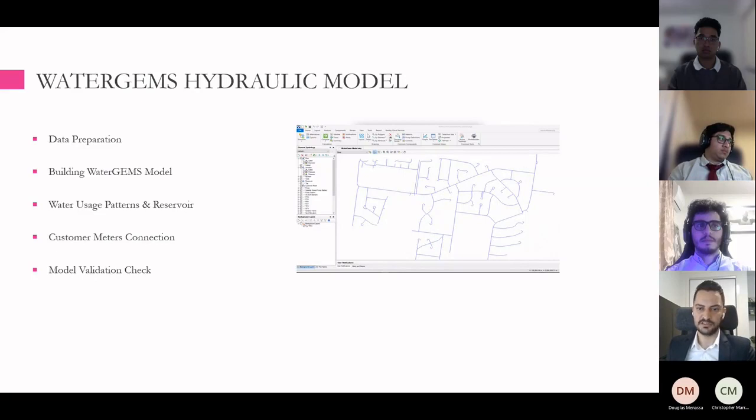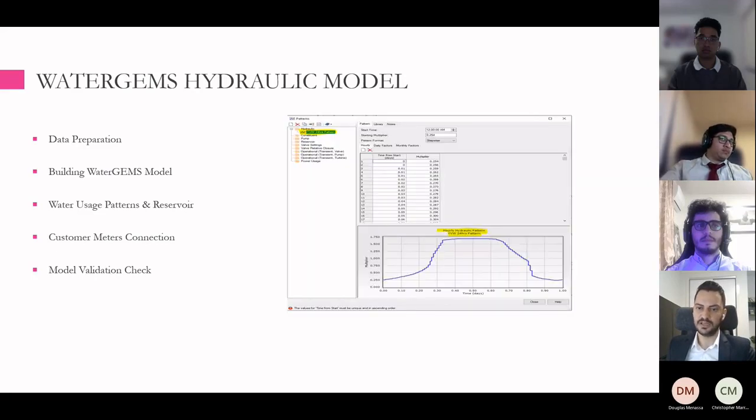Water usage patterns and reservoirs. Adding water usage patterns is an essential step to build the hydraulic model. The importance of this step is to compare the typical patterns provided by the Water Authority to the real usage patterns provided by the IoT sensors when the demand is low. This will result in two curves on the graph that will show the difference between the typical and the real usage of the water.